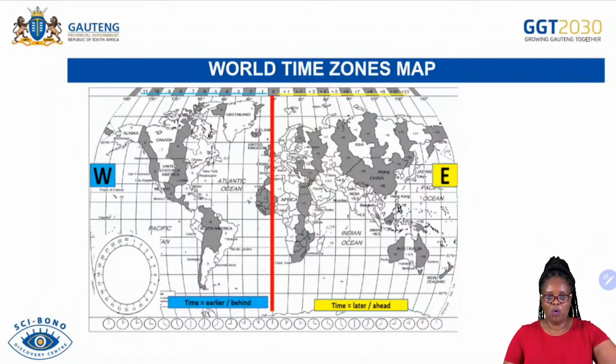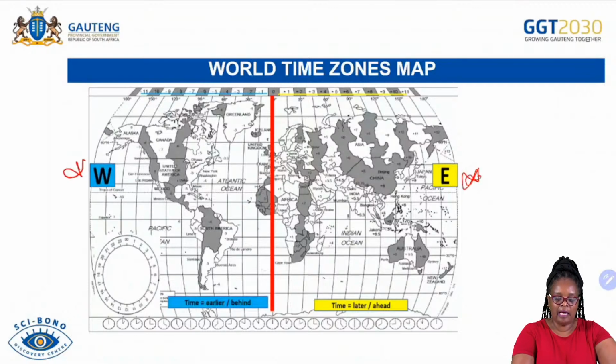I'm sure by now you know how to go around the world time zone map. We have done that. You have to know in which direction you will be traveling from one place to another, from one country to another, one city to another. We have the eastern side, as you can see here. We have the western side. And those are the two directions that we're going to focus on when we are dealing with time zone calculations. We have to know this.